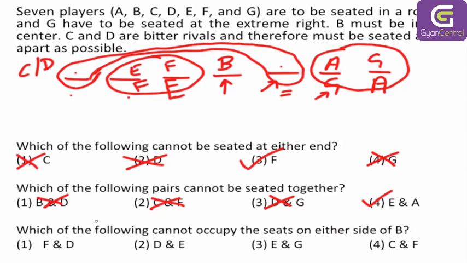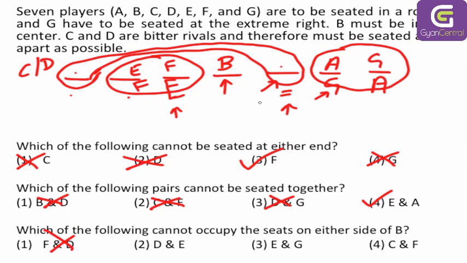And for the final question, which of the following cannot occupy the seats on either side of B? Okay, F and D. Possible? Yes. F comes here and D comes here, so it is possible. So it is out.